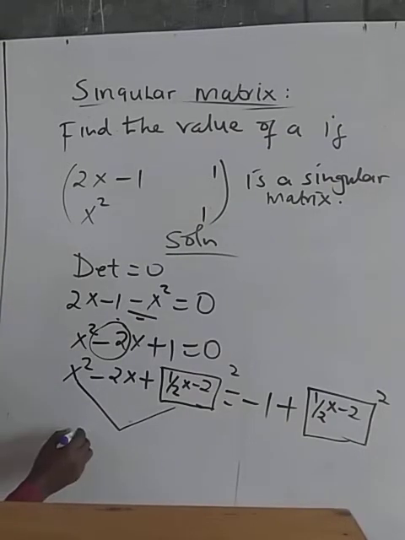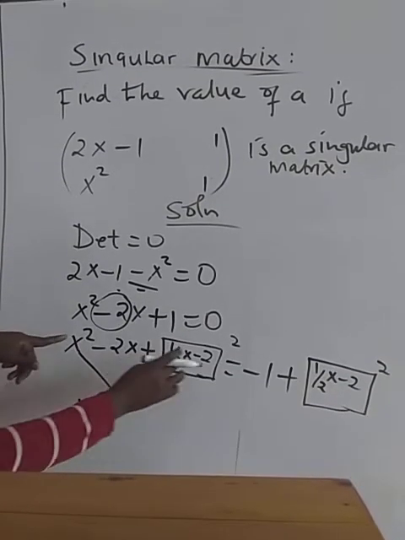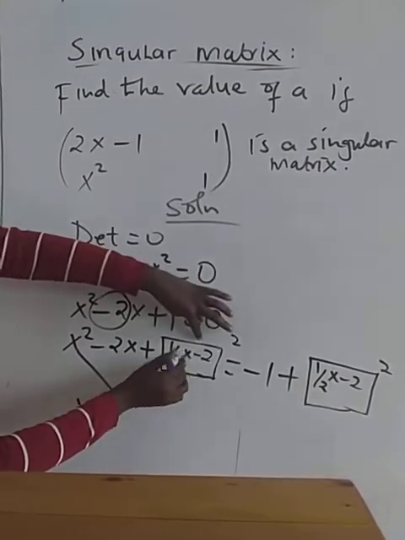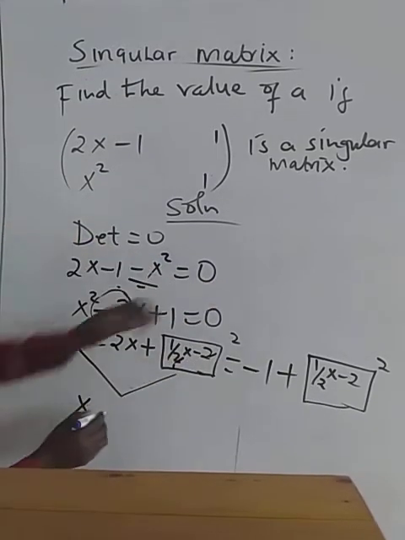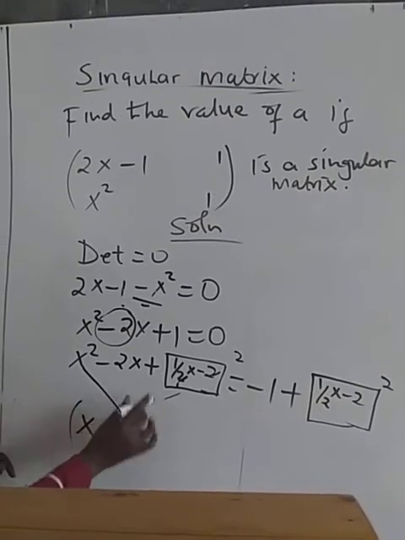This one will give us x squared. This one will give us x. I want to combine it with this one. Take this one, you get negative 1. Maybe it will be minus 1. Put them under the same square.